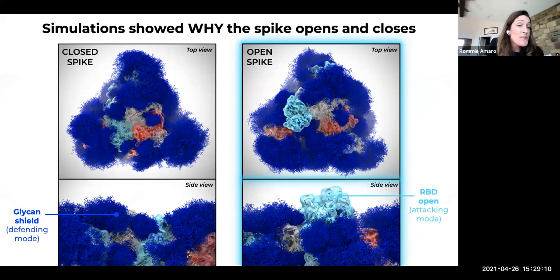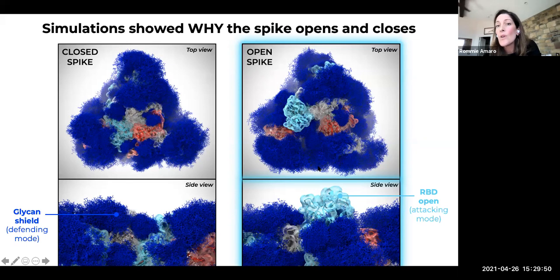Okay, another cool thing was that the simulations showed us why the spike was found in these 2 different conformations, so why it actually opens and closes. Here on the left is a view of the closed spike, the all RBD down spike. This is looking down from the top, so it's like what you would see if you were ACE2. That receptor binding domain that I mentioned, which I always show in light blue, you can see is mostly shielded. From the side, you can see how that blue bit is tucked down beneath the sugar shield.